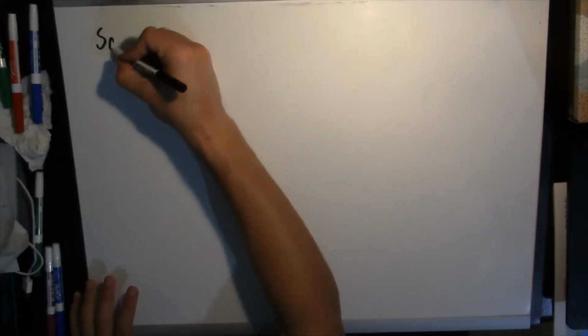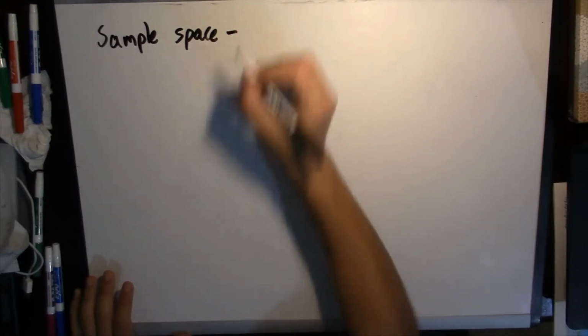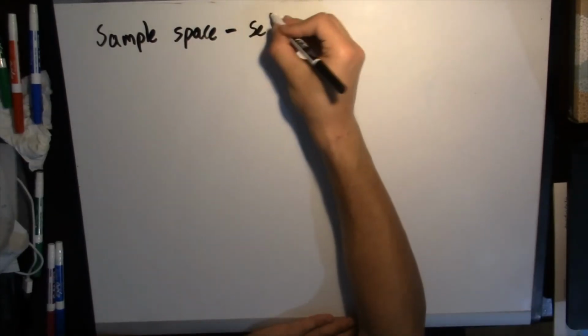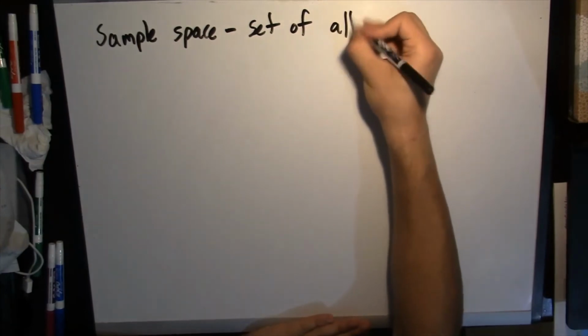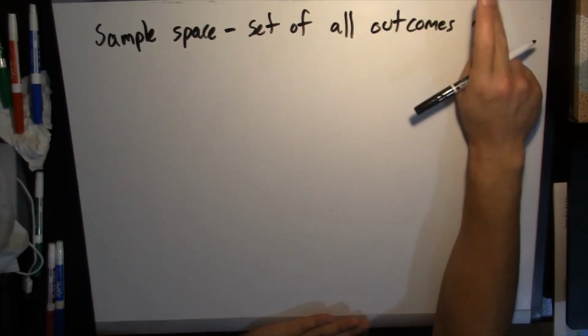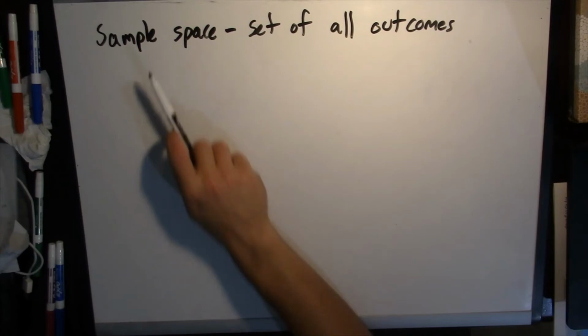So the first thing is called a sample space. Sample space is the set of all outcomes. So when we're talking about probability, there's going to be a chance of something happening. All of the possible outcomes that could come from whatever we're talking about, that's called the sample space.